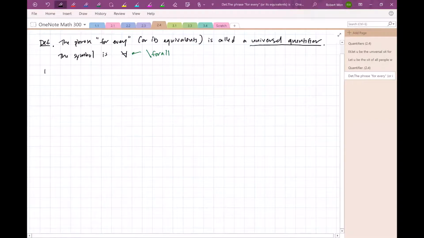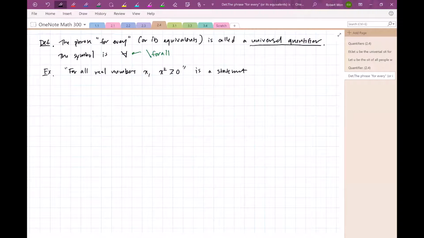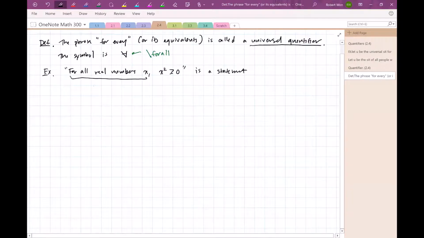Let me give you some examples. You could say for all real numbers x, x squared is greater than or equal to 0. That is a statement, because you know whether it's true or false. It's not an open sentence because we've quantified the variable x using the universal quantifier. Here's the quantifier; this quantifies x. And so this statement is true.